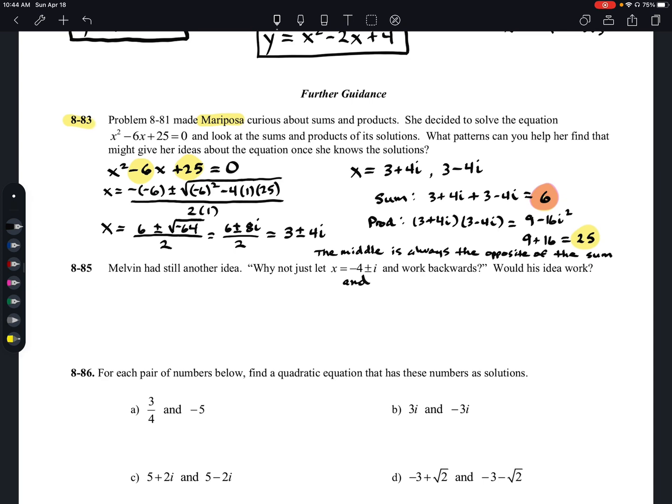And I'm going to go down to this next row here. The last term, or the C term, is always the product of the roots. So if we know the roots, it might be a little bit easier for us to come up with the equations. We'll look at some here at the bottom on 8-86 in just a moment. Let's go ahead here, and you may move on to 8-85.